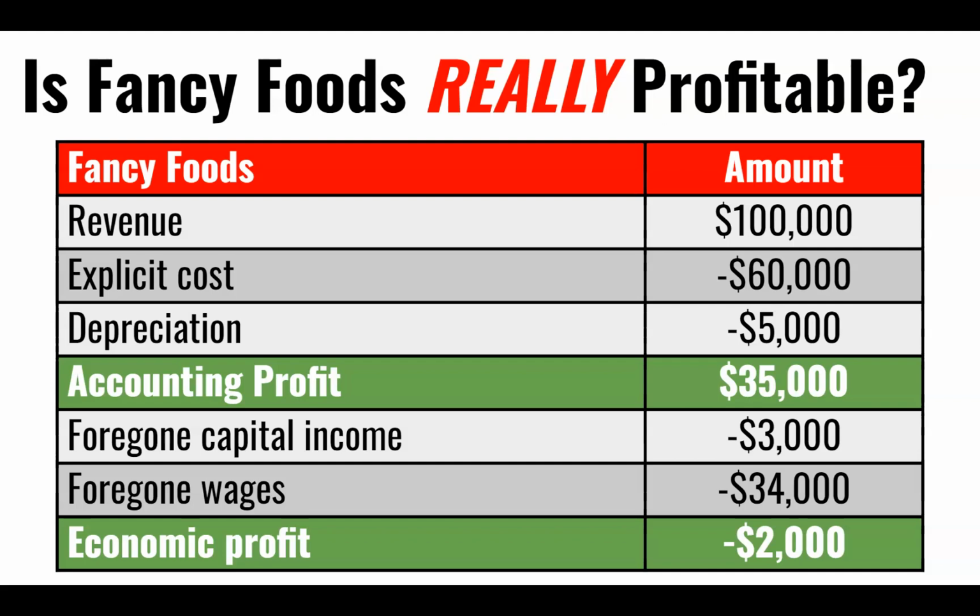So those opportunity costs, when they get taken into account, I didn't make a $35,000 profit. I had a $2,000 loss. That's telling me, the economic profit is telling me I did not make the optimal choice. I could be better off if I had done something else differently.